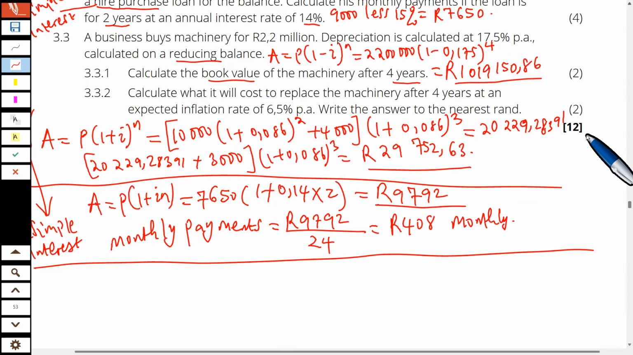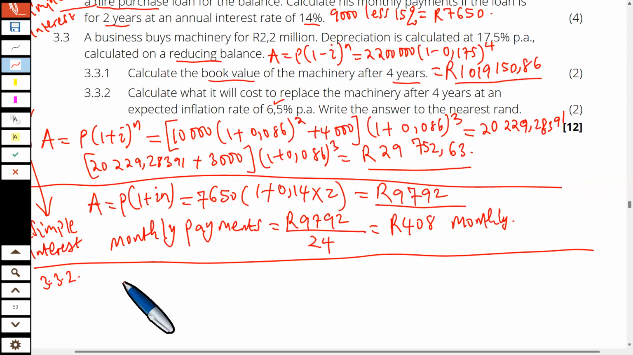So it's not a train smash. All right. If you look at 3.3.2, calculate what it will cost to replace the machinery after 4 years at an expected inflation of this. So the inflation is 6.5% per annum. Write the answer to the nearest rand. Okay, so how much will it cost to replace the machinery?